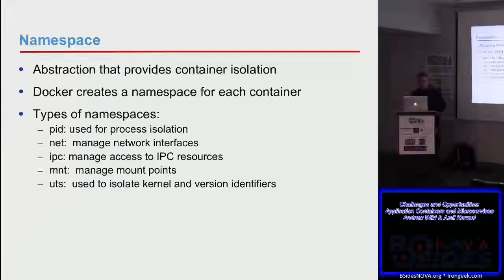In Docker, the runtime creates a namespace for each container, so each container has its own independent namespace. And there are 5 different kinds of namespaces. They're listed there: process, network, IPC, mount, and kernel isolation.